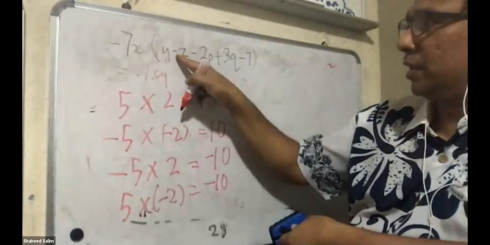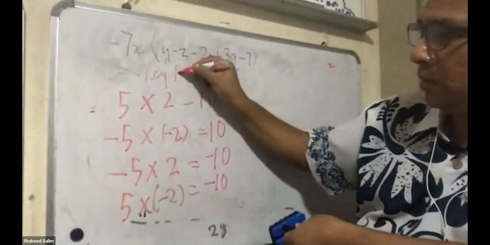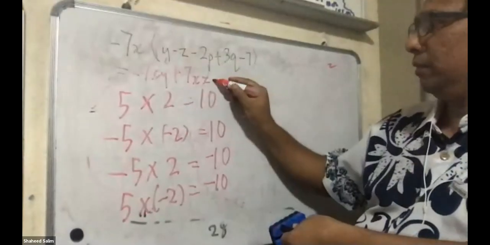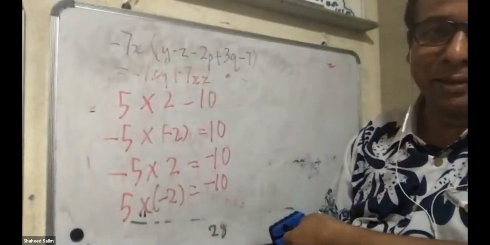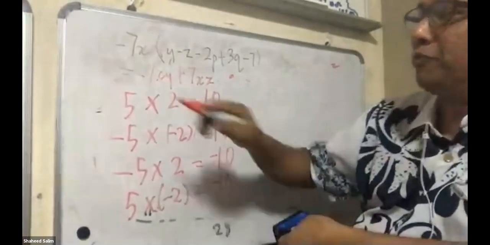Then negative times negative? Plus. So what's the number? 7xz. Yes. And next one? Negative times negative? 9xp. No, don't plus the number, please. Don't plus the number, it's number times number. That is power. Power is different. 7 times 2, 14. 14px.